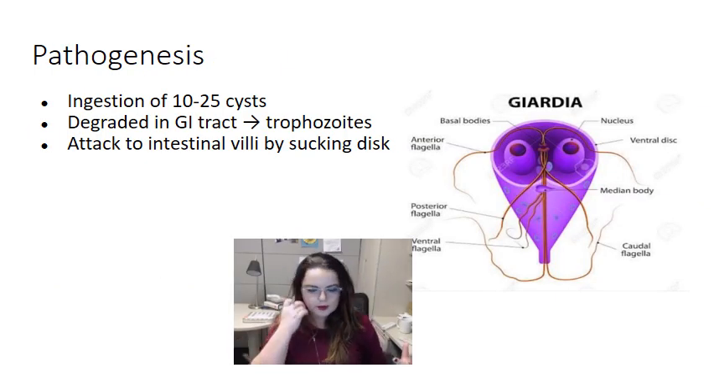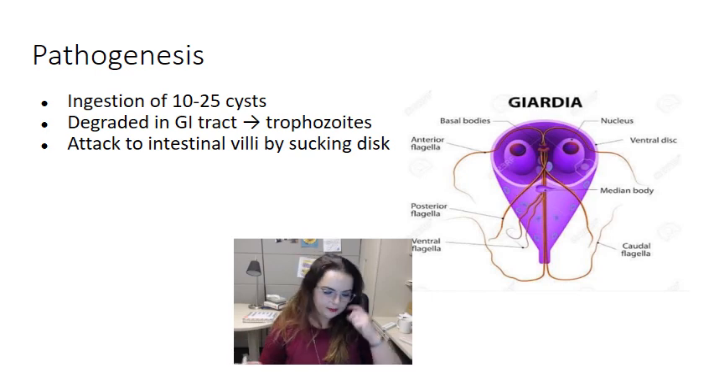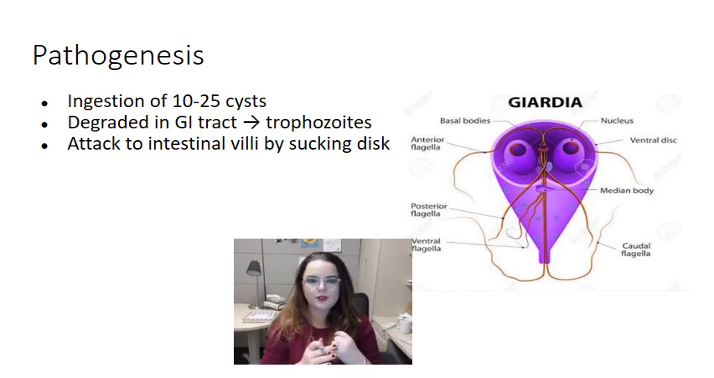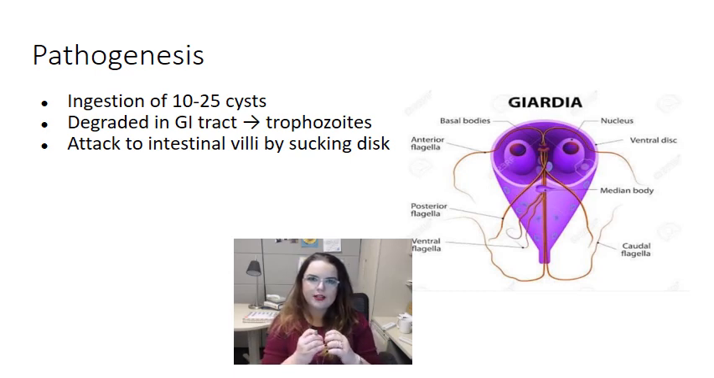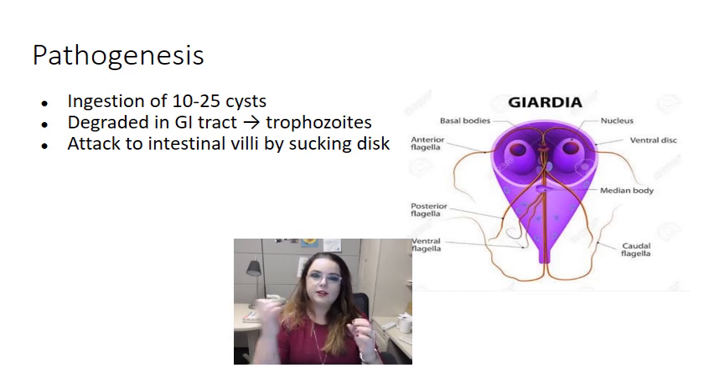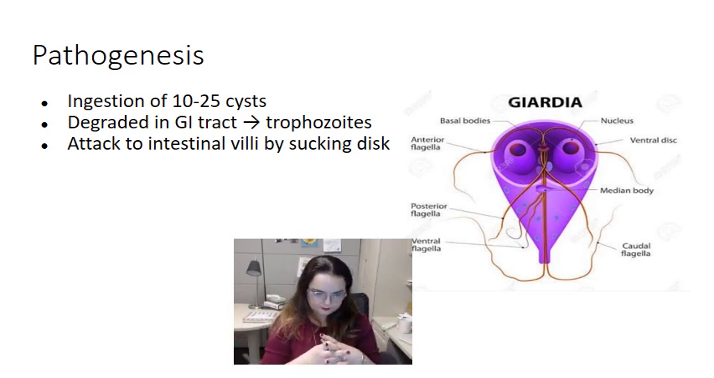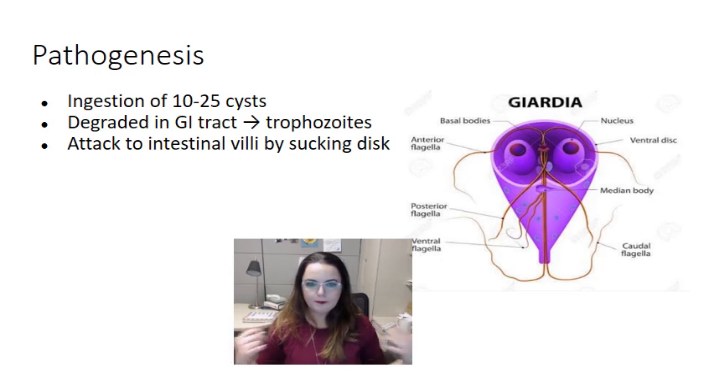Okay, so now that we know kind of how we get it, what actually happens? Well, first off, the patient has to ingest between 10 to 25 cysts. The cysts are then degraded in the gastrointestinal tract, and that gastric acid leads to the release of the trophozoites from the cyst. That release actually occurs in the duodenum and jejunum, and they're going to multiply massively by binary fission.